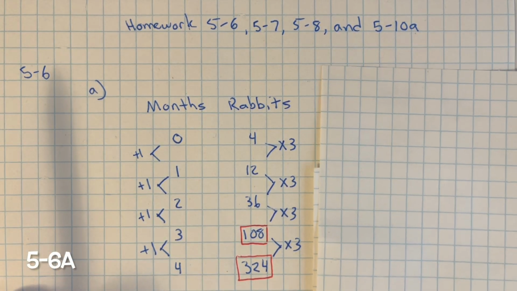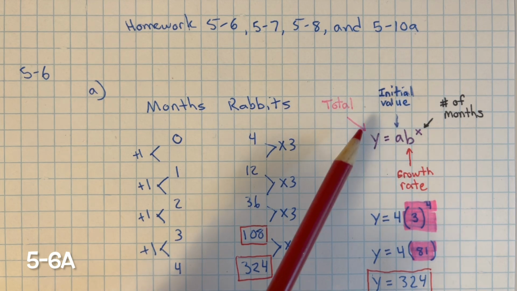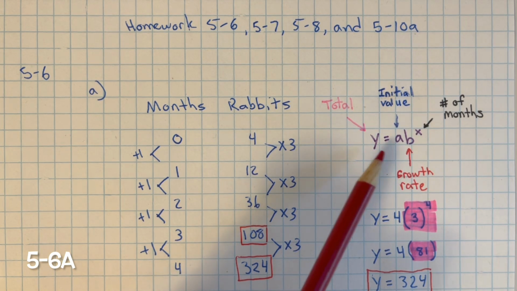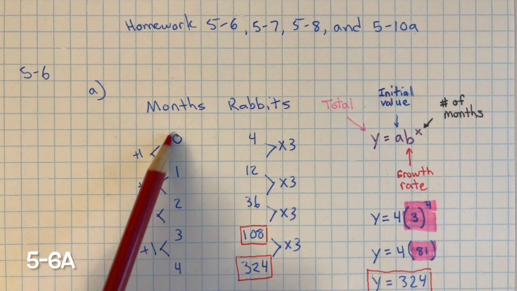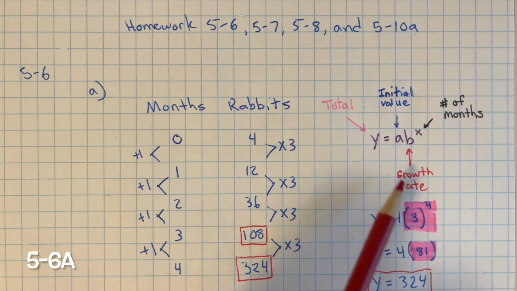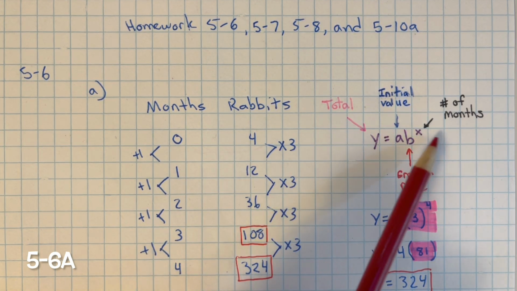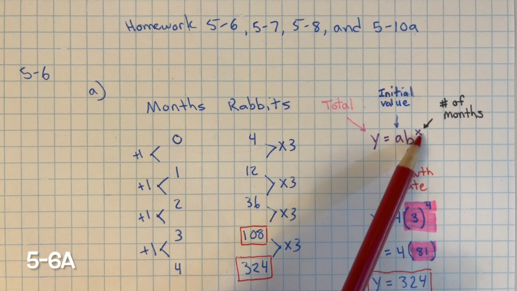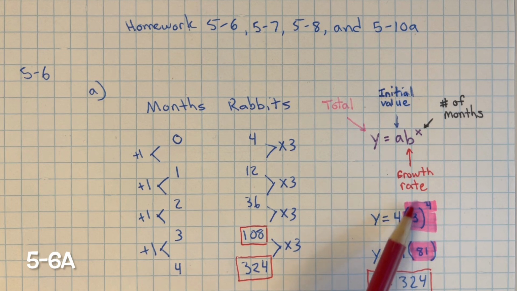There's also an equation that you can use for this growth, and we have y is the total, a is the initial value, what you start with. We're starting with 4. b is the growth rate. What is it increasing by? It's 3 times. And x, the exponent, is the number of months. So we can use this.